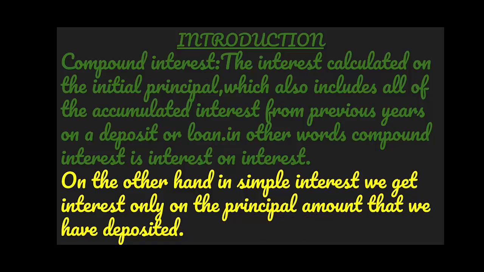So in compound interest, you will get the interest on the amount that you have deposited, and the interest will be different for each consecutive year. If you have deposited for 3 years, the interest will be different for each consecutive year, and the sum of all the interest for the years that you have deposited will give you the final compound interest.